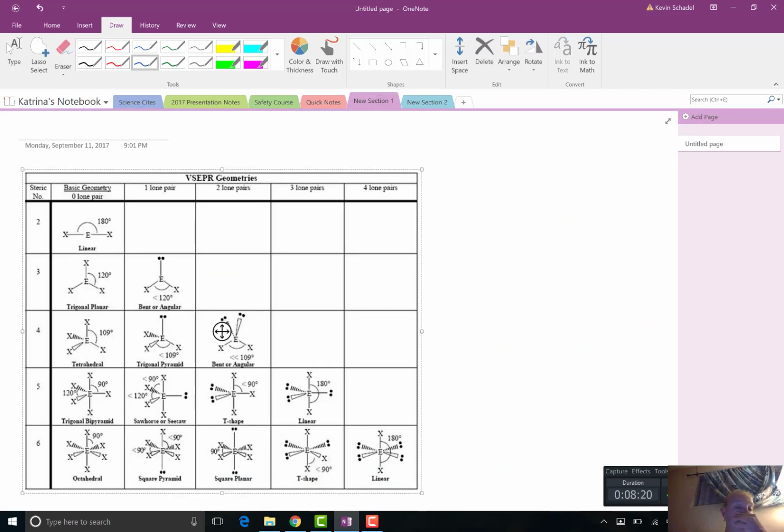If I come to this chart, or the one that you have from last class, AB2 is going to have this shape here, right? My central atom E is my carbon, and my X's are my oxygen.